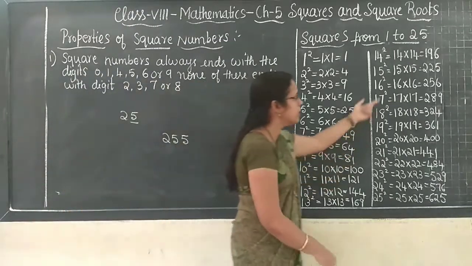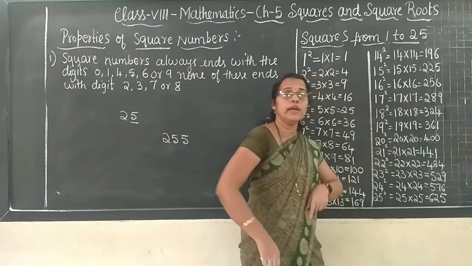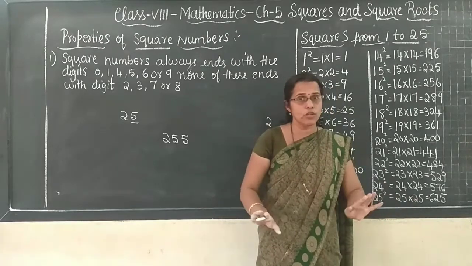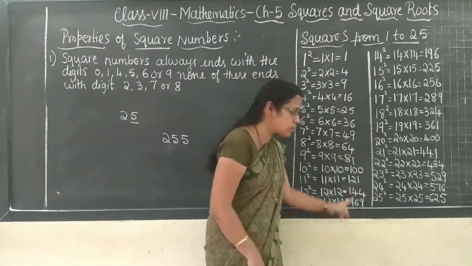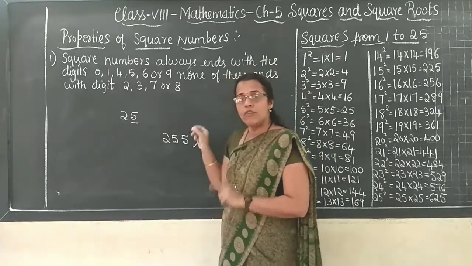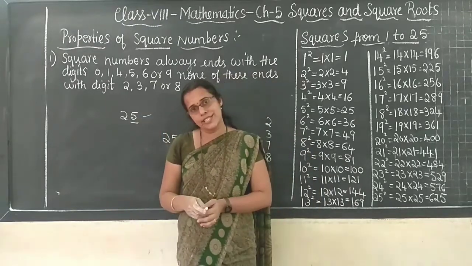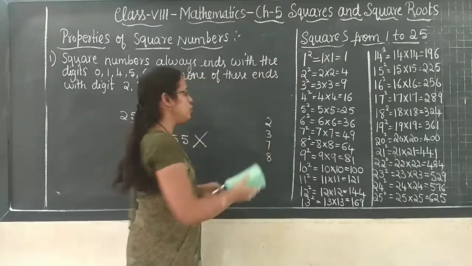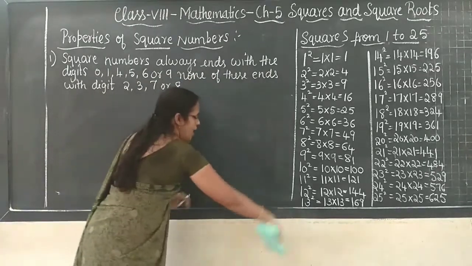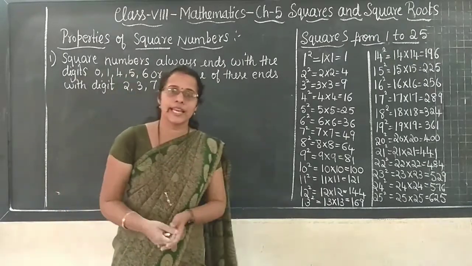255. Is it there in this list, children? Anywhere? You will get no. That means not every number ending with 5 is a perfect square. If you know the perfect squares by heart, you can say 255 is not a perfect square. 25 is a perfect square. This is possible only when you learn all these tables by heart. Okay, so now after learning this first property, we can go to the second property.